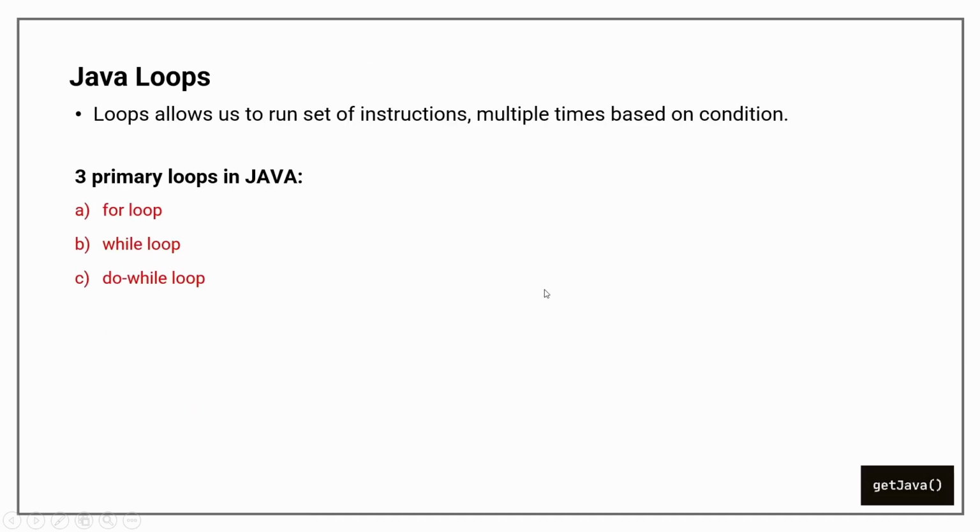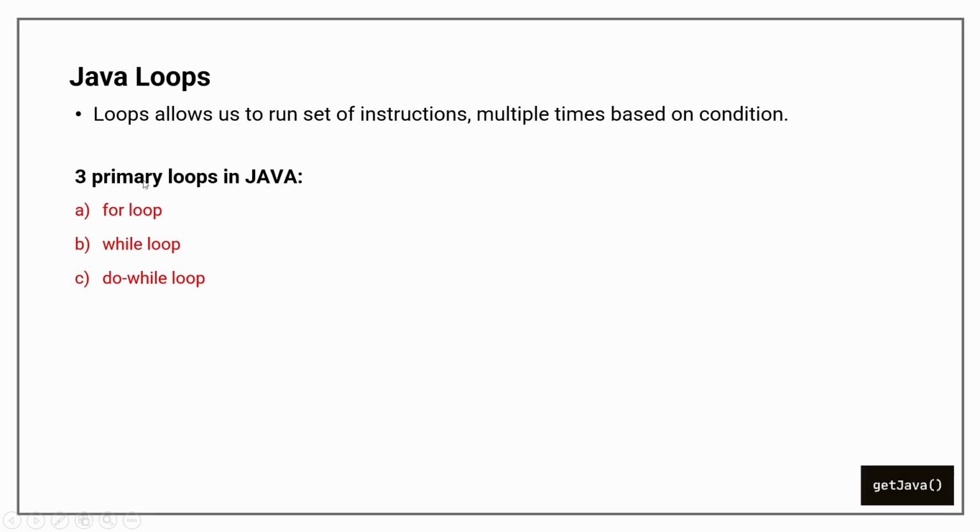In general, a loop is something that takes place again and again. If something is repeating again and again, it is called a loop. So for example, if you play a music video and you set it on loop, the music video will play again and again. So this is called looping. Similar to that, if you want to execute a piece of code again and again in Java, you can go for Java loops. So here we can see loops allow us to run a set of instructions multiple times based on a condition. So based on certain condition, you can execute certain piece of code again and again.